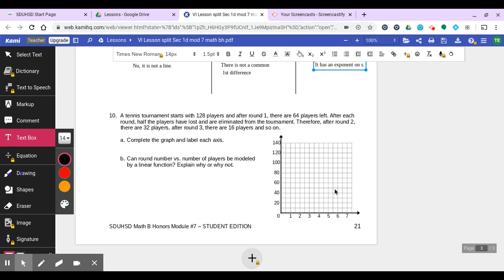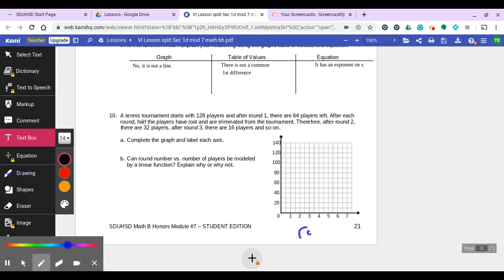So we're going to start out with which round it is, and then we'll know how many players we have. So this, on the bottom, we're going to label as round. And up here, we're going to have players. Okay, so we started out in round 1. There were 128 players. So right about there. Nope, I don't like that. I went a little too high. Try again. Might be hard with the stylus. Yeah, it's hard with the stylus.